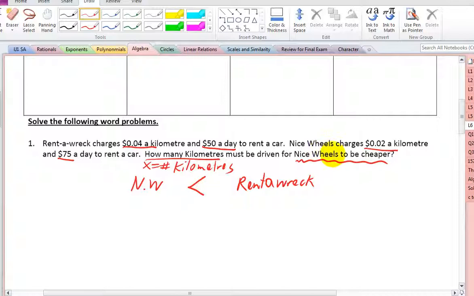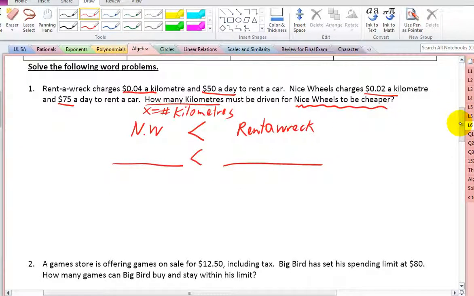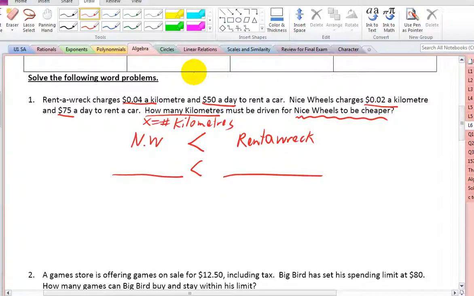Now it doesn't say anything about when they're the same price. It clearly says Nice Wheels must be cheaper, so Rent-A-Wreck must be more expensive. Okay, and so that's why we don't have the equal to part. So now we can go and set up our equations. Set up an equation on the left side for Nice Wheels and on the right side for Rent-A-Wreck. Go ahead, you're going to use the numbers in the word problem.